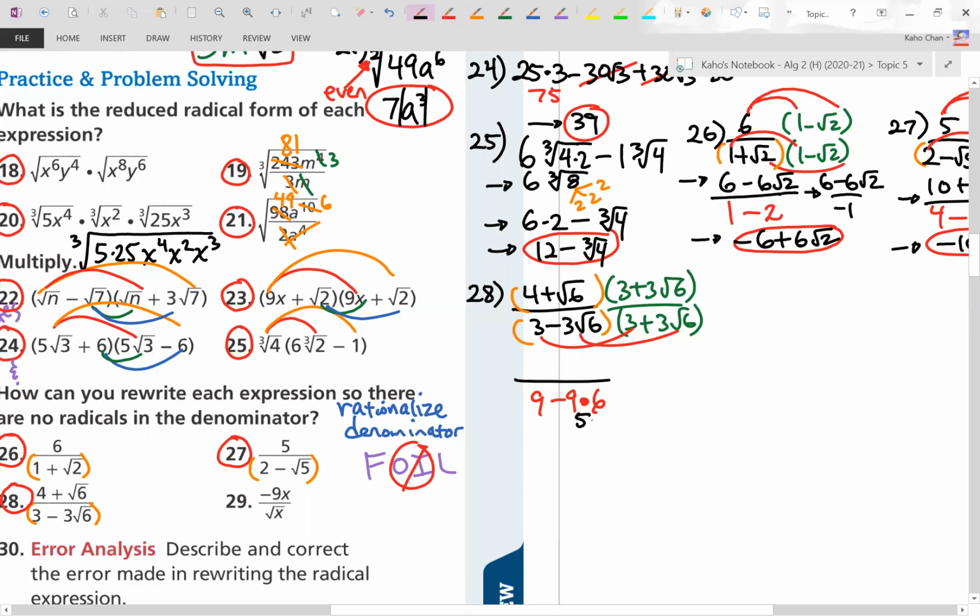It's 54, right? It's 54. 9 minus 54 is negative 45. Wow, interesting. Okay, we'll come back to that in a second. Numerator, FOIL. We've got to do regular FOIL here.